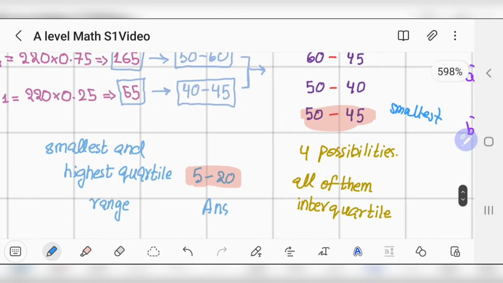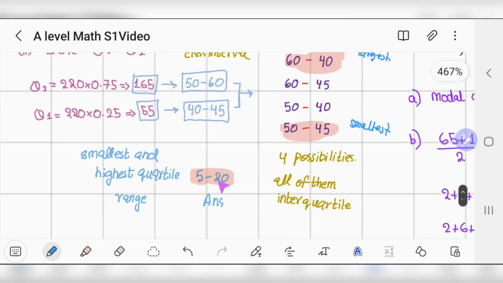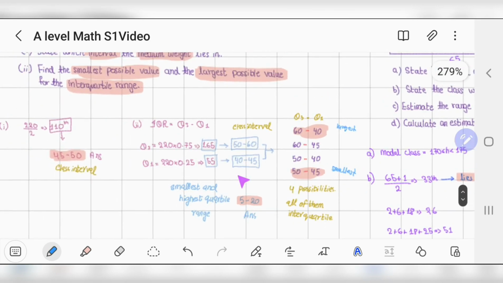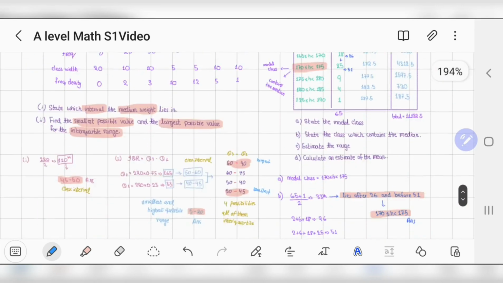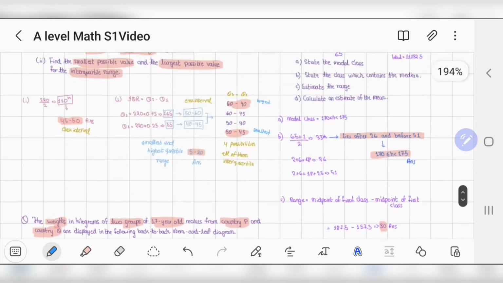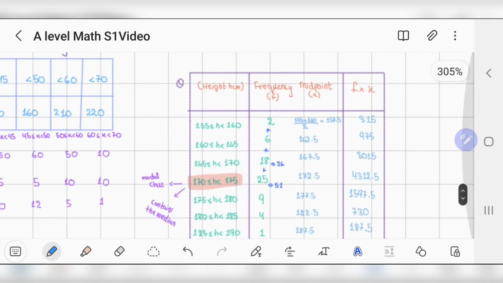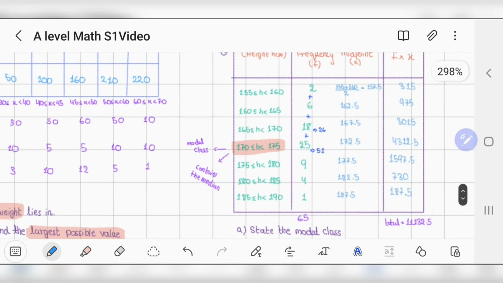So it's saying that 20 to 5, so 20 is the largest and 5 is the smallest interquartile range. So this is the answer. All right, now moving to the next question, or we could just do this question. So this is the question.